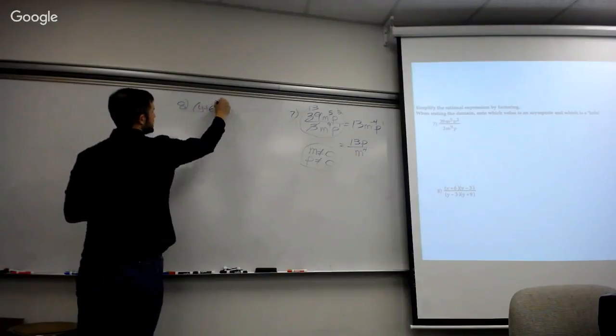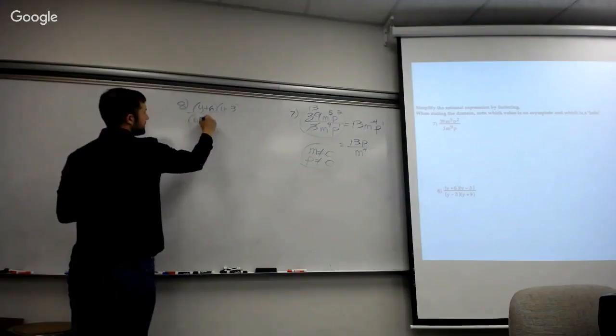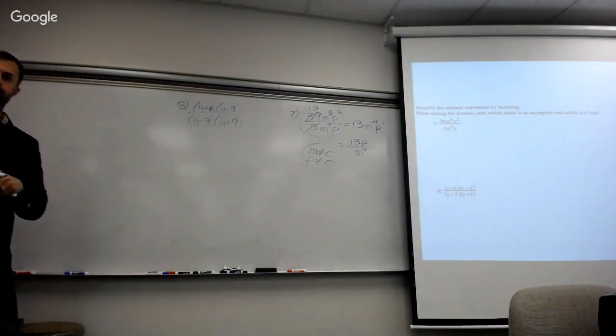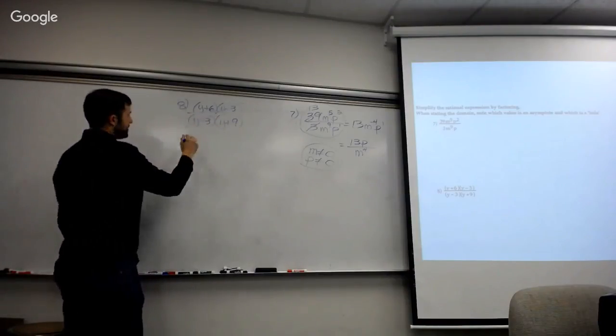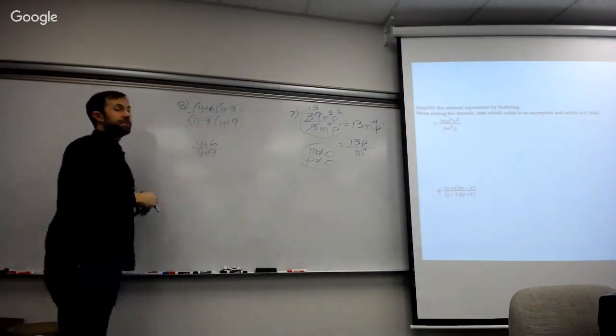y plus 6, y minus 3 over y minus 3, y plus 9. What can we do? Yeah, cancel those y minus 3's. And so the final answer is just y plus 6 over y plus 9. That's the final answer.